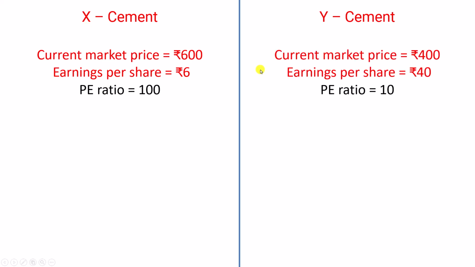In the same way, let us assume that the current market price of company Y is 400 rupees and earnings per share of this company is 40 rupees. So 400 divided by 40 gives you 10 and this would be the PE ratio of company Y.